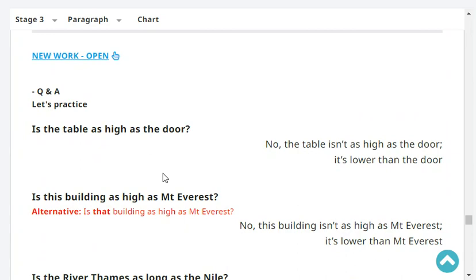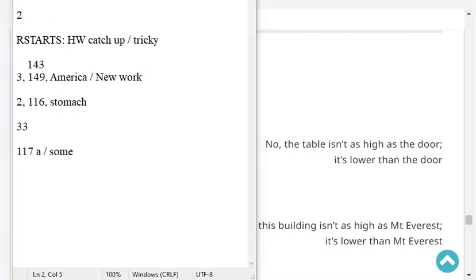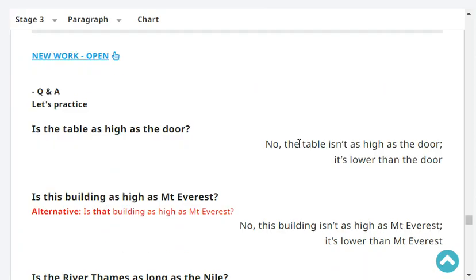Is the table as high as the door? No, the table isn't as high as the door. It's lower than the door.